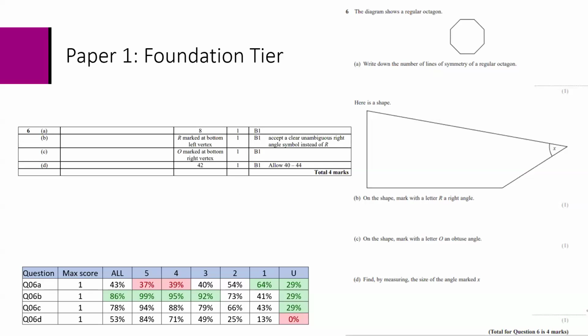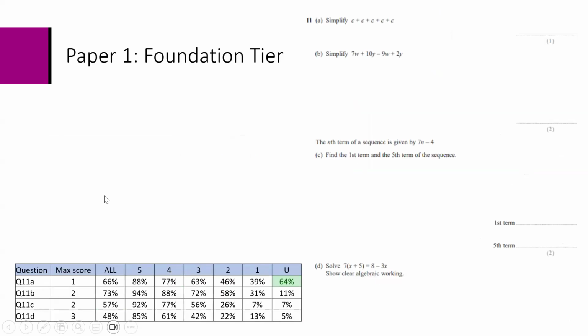And I would say for students taking the regional papers, shape and space for foundation here, and shape and space with algebra for higher tier students is an issue that just needs that bit more practice. Okay, let's move on. So we've got here simplification, nth term, and show clear algebraic working for solving. And it's part C I just wanted to draw your attention to.